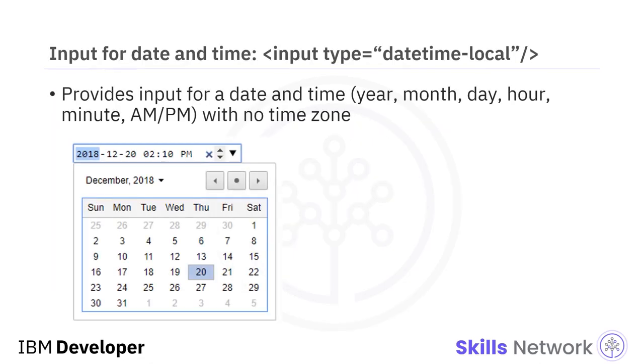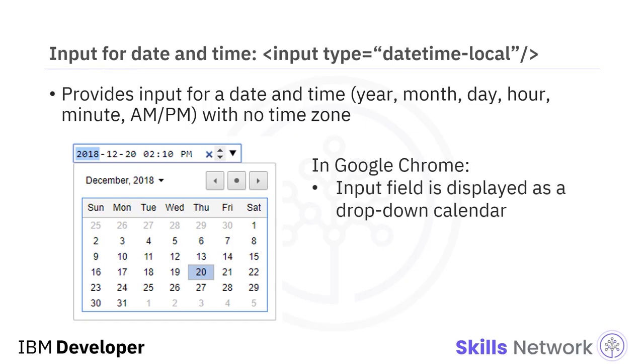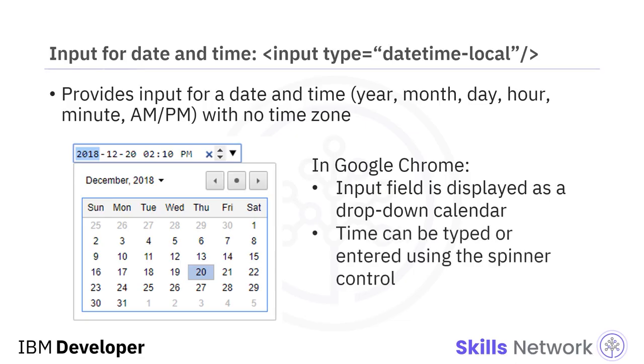The datetime-local attribute provides input for a date and time: year, month, day, hour, minute, AM or PM, with no time zone. The datetime-local input field is displayed as a drop-down calendar in the Google Chrome browser. The time can be typed or entered using the spinner control.